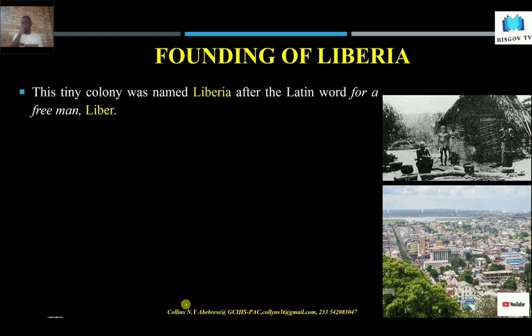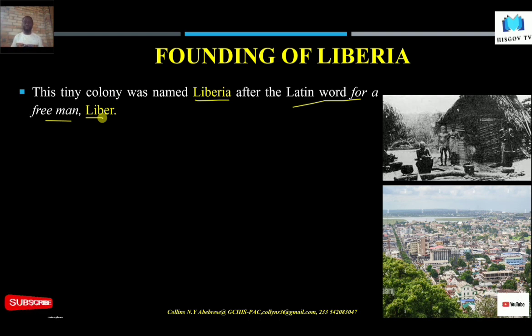Okay? So these 130 men who were sent to this tiny land named that area, that colony, as what? Liberia. And Liberia came from a Latin word for a free man. That's liber, all right? So liber is a Latin word for free man, and then it came to be known as Liberia. So Liberia is simply land of free men.